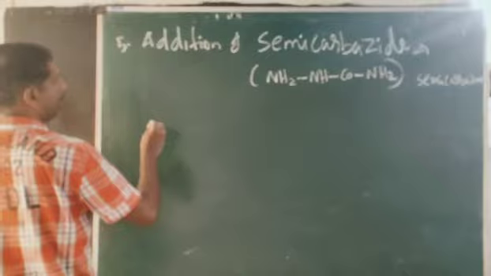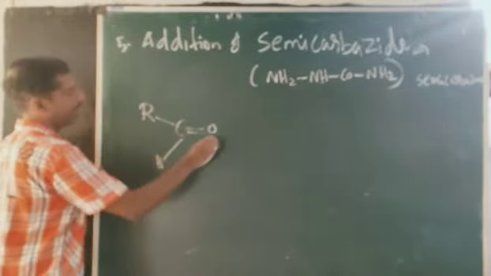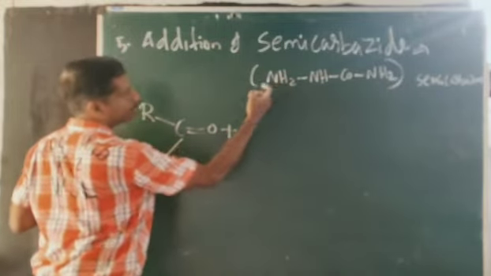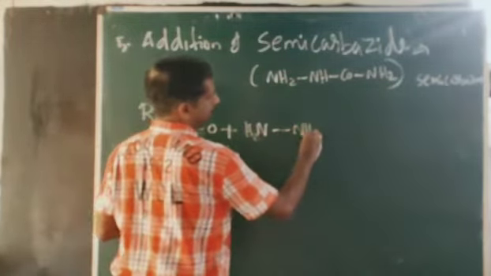Look here, an aldehyde reacts in the same way. R-CH=O reacts with semicarbazide, NH2-NH-CO-NH2. H2O is eliminated, and what we get is R-CH=N-NH-CO-NH2. This compound is known as a semicarbazone. If you take an aldehyde, you get aldehyde semicarbazone. If you take a ketone, you get ketone semicarbazone.